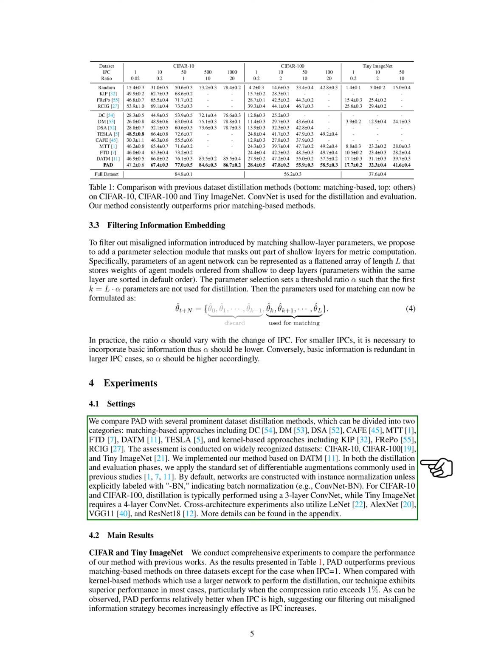Compared to kernel-based methods that use larger networks, our approach generally performs better, especially when the compression ratio exceeds 1%. We find that PAD is more effective at higher IPCs, indicating that our strategy for filtering misaligned information works better as IPC increases. We also assess the generalizability of our distilled data in both low and high IPC scenarios.